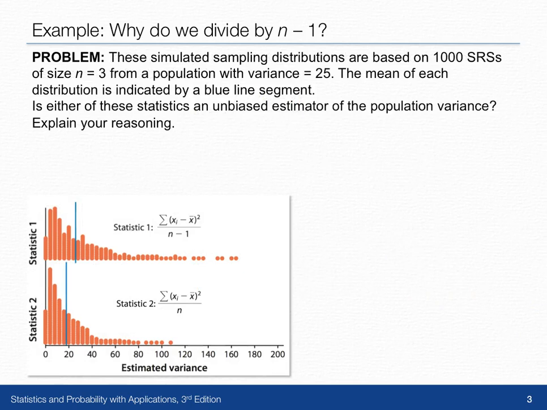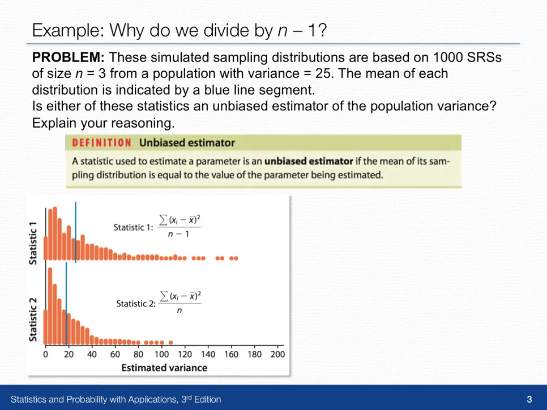Suppose we had a population where the variance was 25. These simulated sampling distributions are based on 1,000 simple random samples of a sample size n equals 3 from that population. The mean of each of these distributions is indicated by the blue line segment. Our question is to determine whether or not either of these statistics is an unbiased estimator of the population variance. Well, in this section we learned that an unbiased estimator is a statistic that's used to estimate a parameter such that the mean of its sampling distribution is equal to the value of the parameter being estimated.